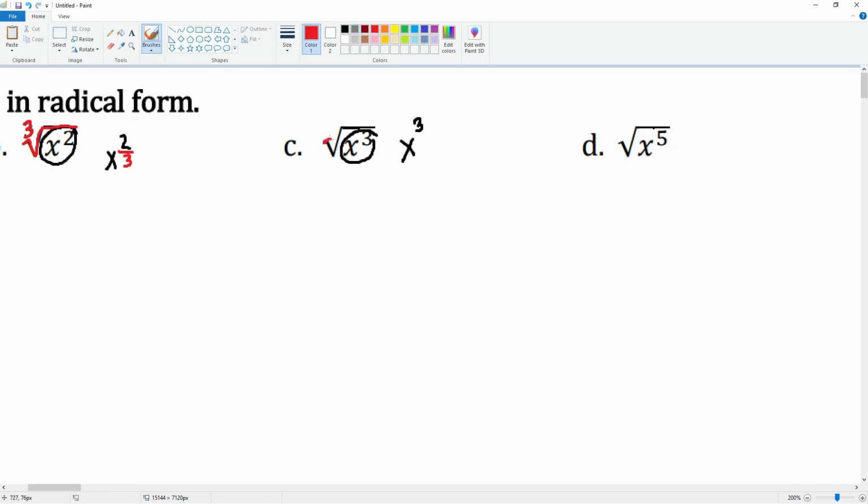Then we have this square root out in front, so the exponent is going to be divided by 2. Right? That's the final answer right here.